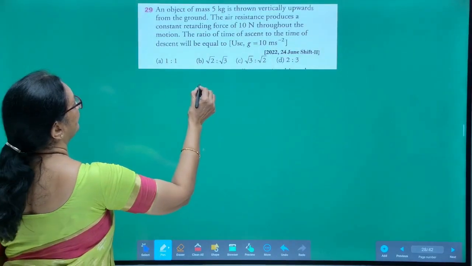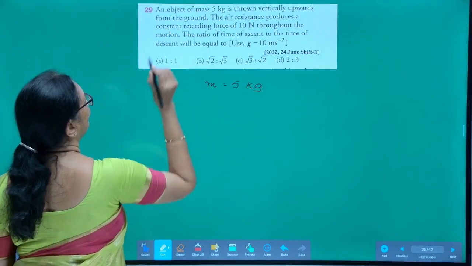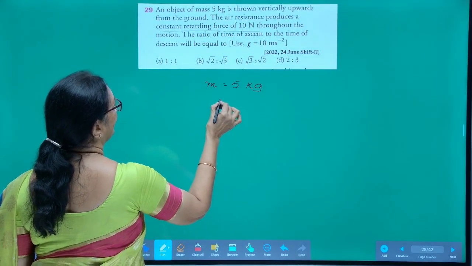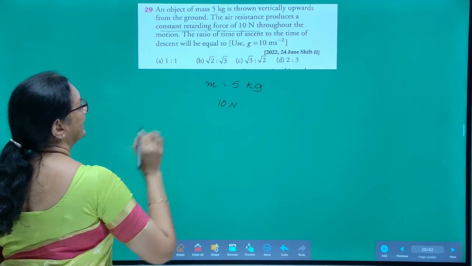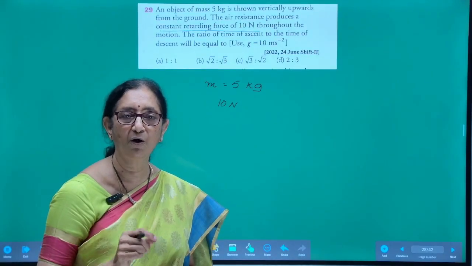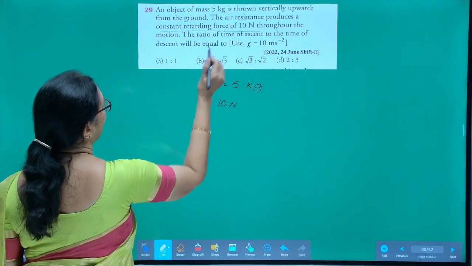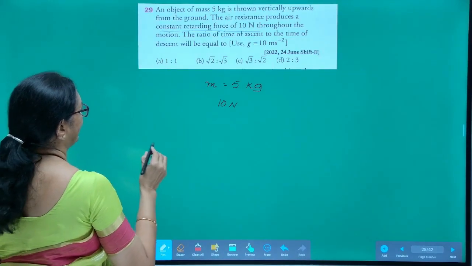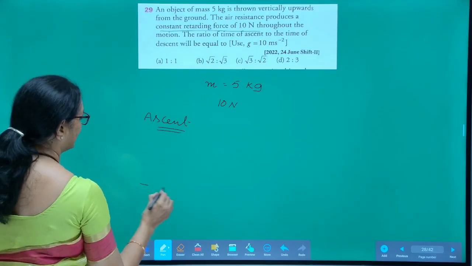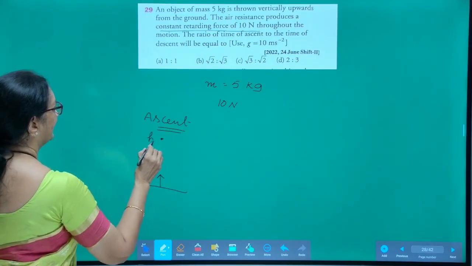An object of mass 5 kg is thrown vertically up from the ground. Air resistance produces a constant retarding force of 10 Newton. This is the retarding force, meaning the direction of the retarding force is opposite to the direction of motion of the body. Throughout the motion, find the ratio of time of ascent and time of descent. So, during its ascent, initial velocity, see maximum height is h.